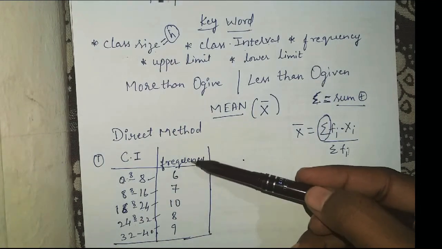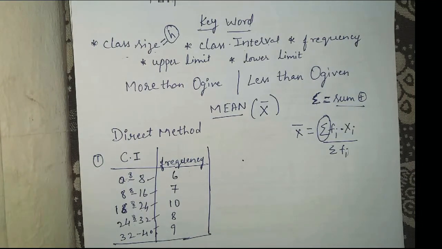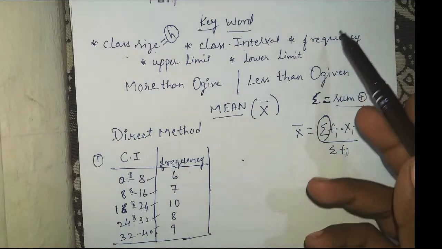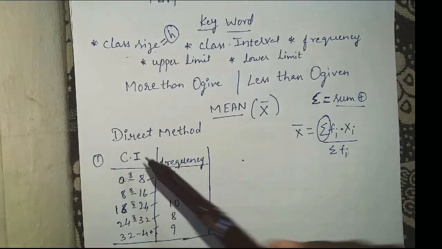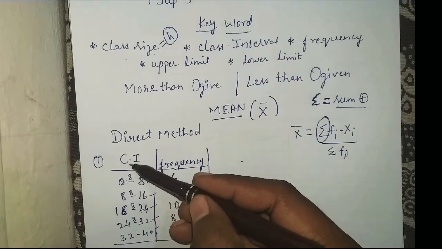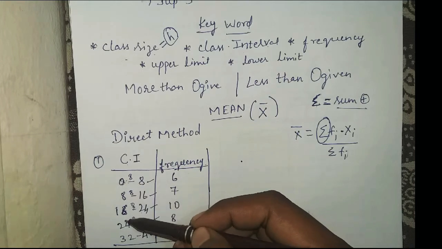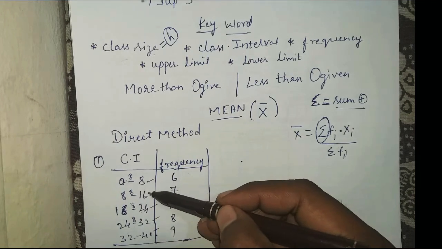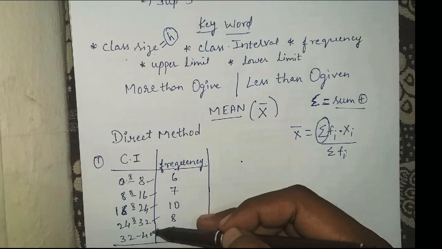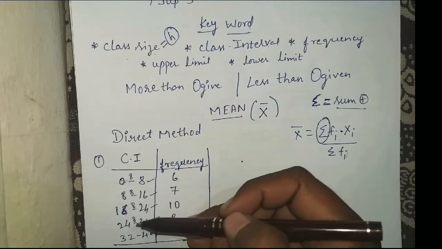Now frequency. Frequency is nothing but what is given in the question; they will only give the frequency column. That is called frequencies. Now upper limit and lower limit. In the class interval, this row 0, 8, 16, 24, 32 is called lower limit, and 8, 16, 24, 32, 40 is called upper limits.